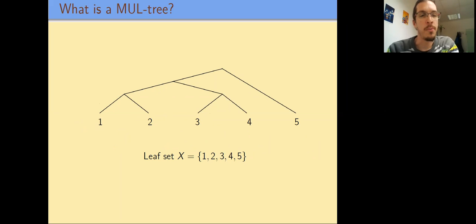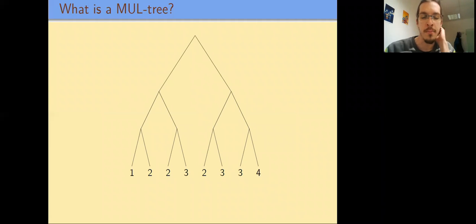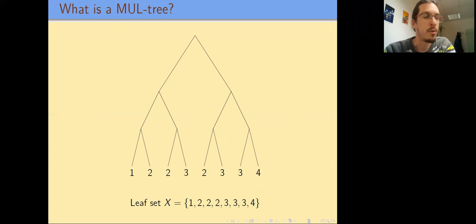And for a multi-labeled tree, the leaf set is allowed to be a multiset. So you are allowed to have multiple copies of each leaf, which from a theoretical point of view makes a lot of things more difficult.